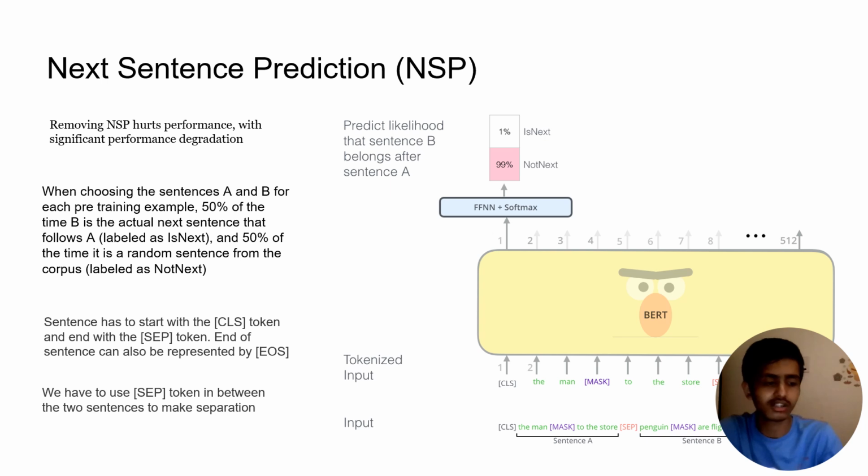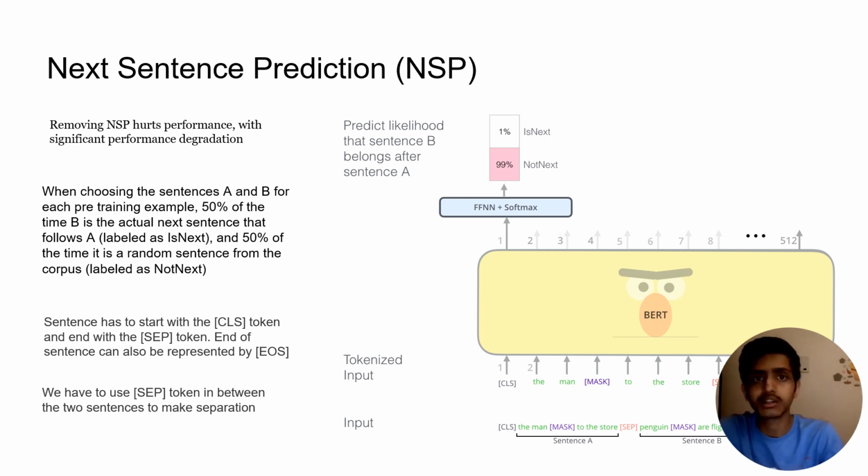For our sentences, we had basically three special tokens. The CLS token was used to represent the start of the sentence. The SEP token was used to represent the separation between the sentences. It was also used to represent the end of the sentence. Although in some cases a special token EOS was used to represent the end of the sentence.